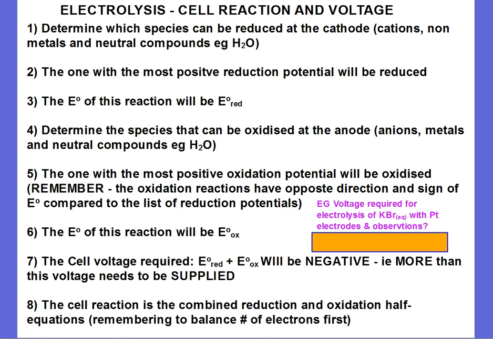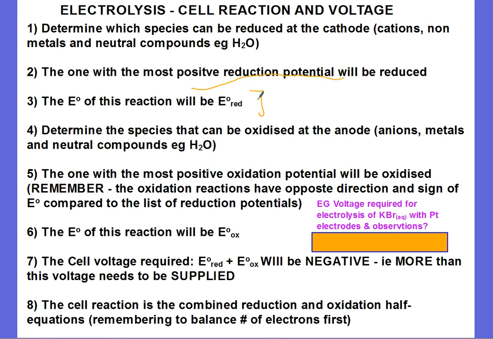So how do you figure out electrolysis, cell reactions, and voltage? There's 8 steps that we follow, and you should probably know how to do these already, but basically you have to determine which species can actually react. So the first thing you do is which species can be reduced at the cathode. The one with the most positive reduction potential will be the one reduced. The E0 of that reaction will be E0 reduction.